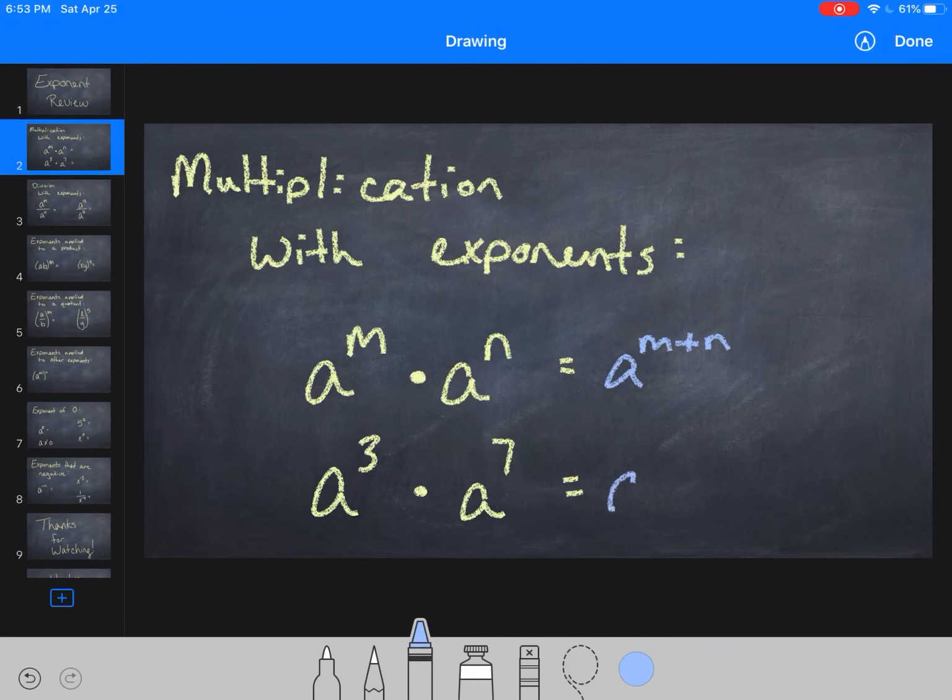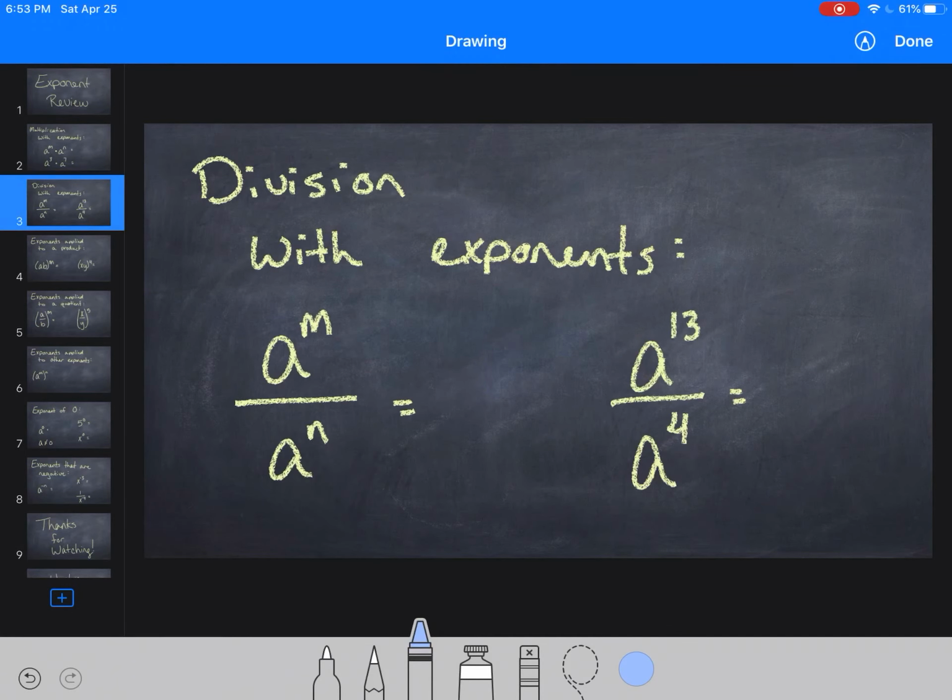Well, if we worked an actual problem out, let's say we had a to the third times a to the seventh. Our a's are our like bases, so I would end up with a to the 3 plus 7. 3 plus 7 gives us 10, so it would simplify to a to the 10th.